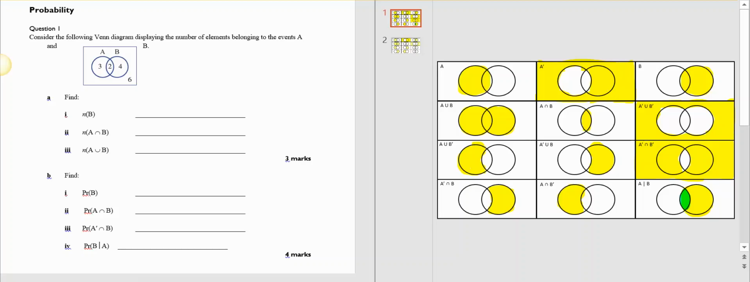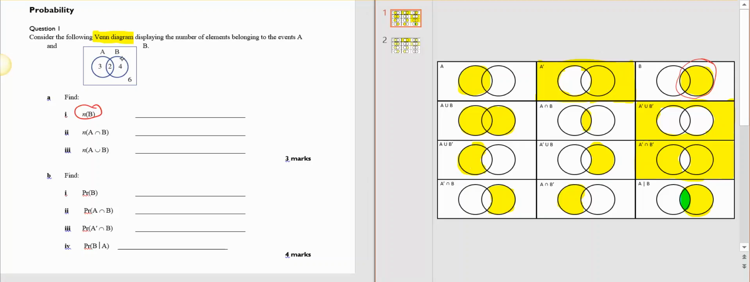When we get to probability questions, and in particular Venn diagrams, it's a good idea to have this page open on your exam book. So, in the question on the left, it says, consider the following Venn diagram, displaying the number of elements belonging to the events A and B. First question, find the number in B.